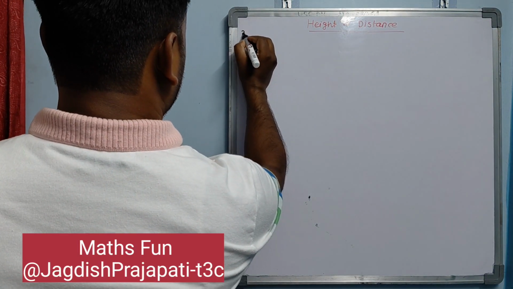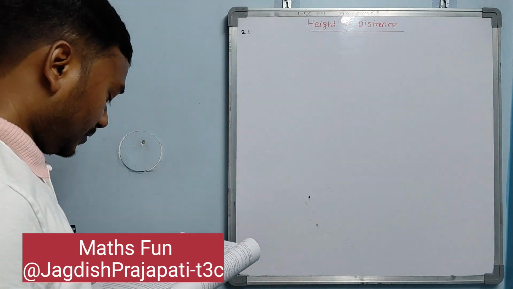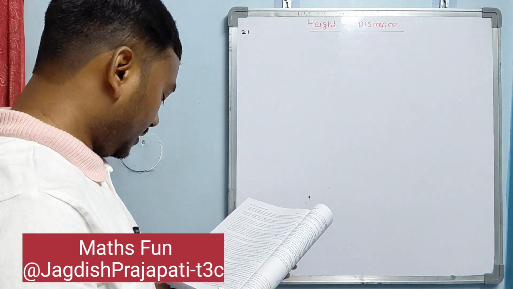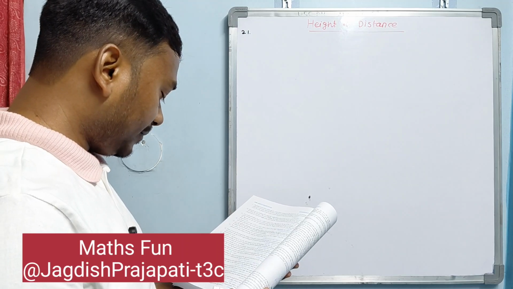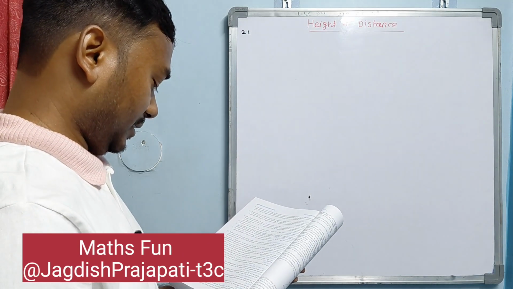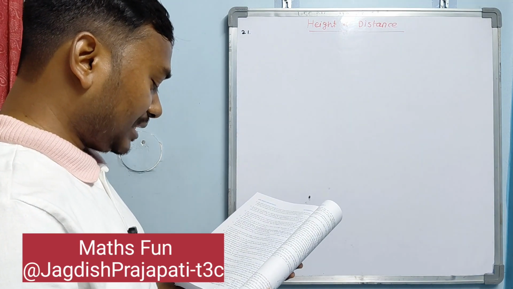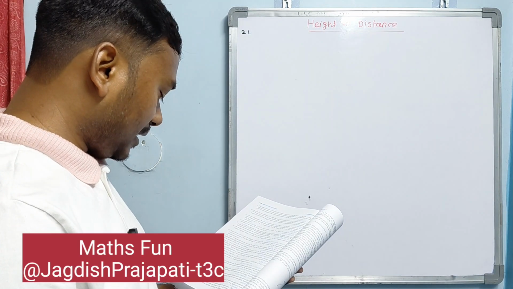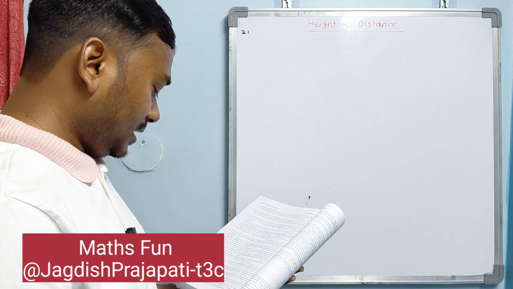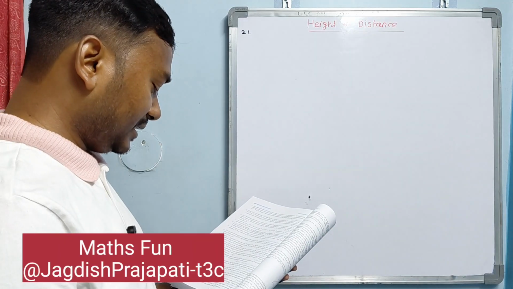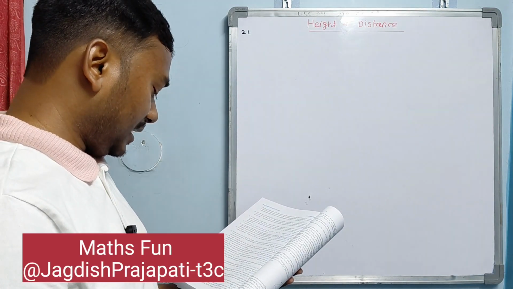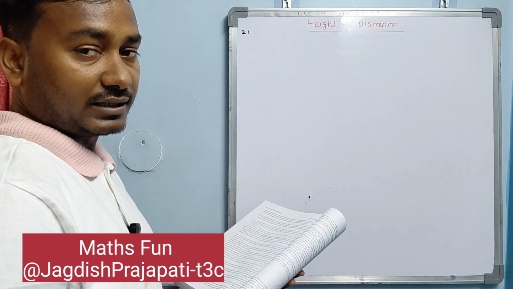So 21 is, I am reading for you. This is from the R.D. Sharma book. The angle of elevation of the top of the building from the foot of the tower is 30 degree, and the angle of elevation of the top of the tower from the foot of the building is 60 degree. If the tower is 50-meter high, find the height of the building.